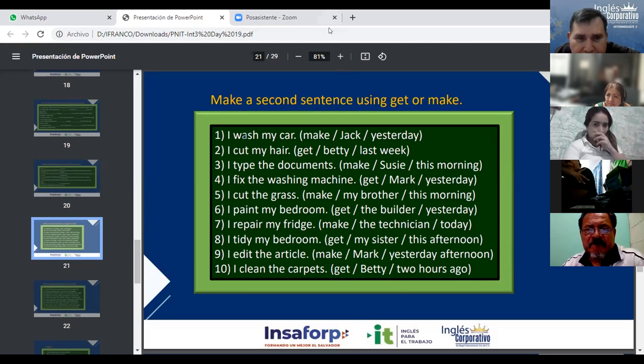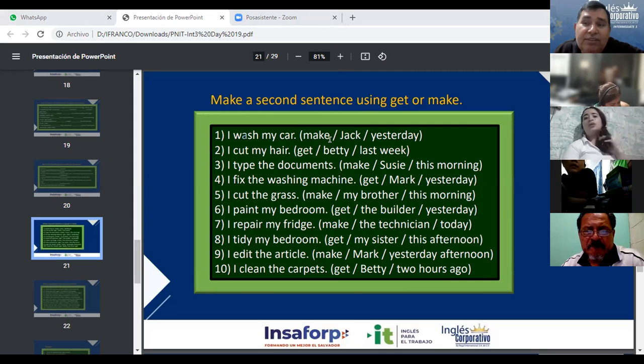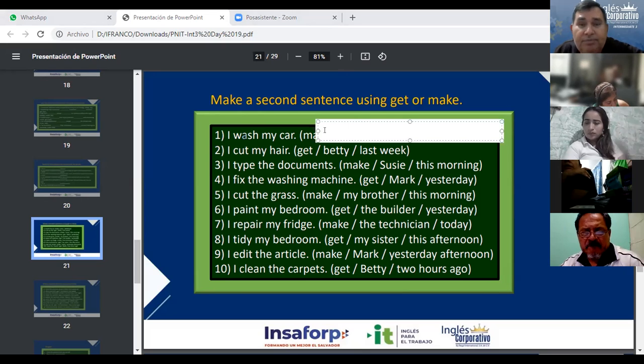Check over here. Okay, I made Jack wash my car yesterday. Past tense. You have to pass them to the past tense. I made Jack wash my car. And the other one, I got Betty to cut.